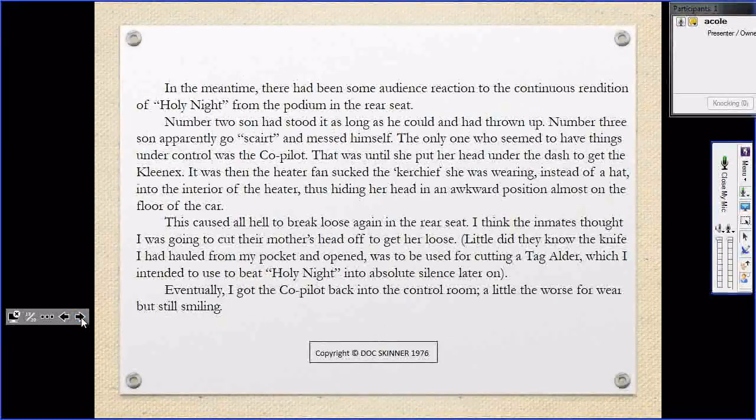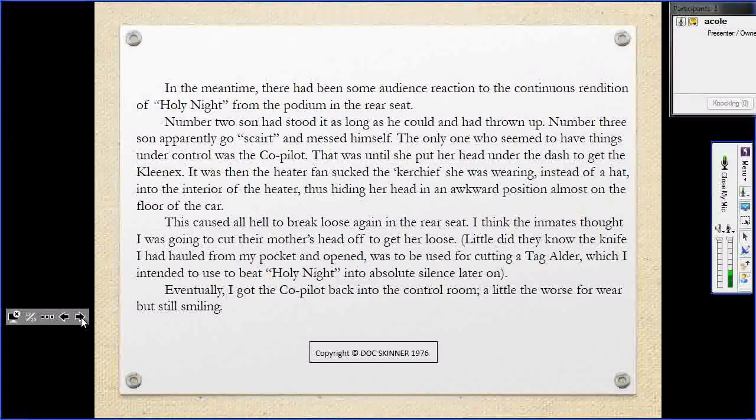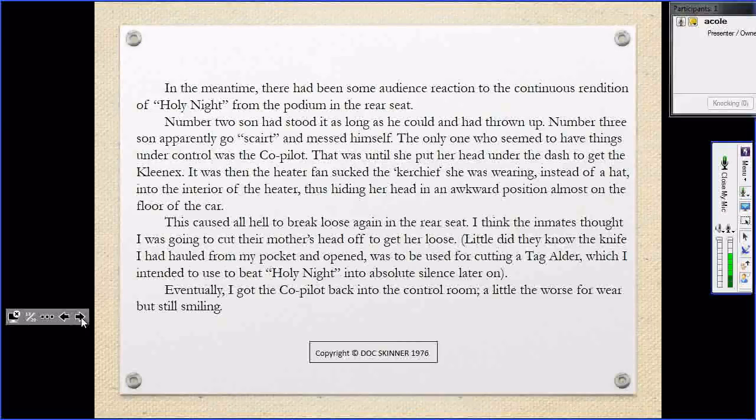In the meantime, there had been some audience reaction to the continuous rendition of Holy Night from the podium in the rear seat. Number 2 son had stood it as long as he could and had thrown up. Number 3 son apparently got scared and messed himself. The only one who seemed to have things under control was the co-pilot. That was until she put her head under the dash to get the Kleenex.